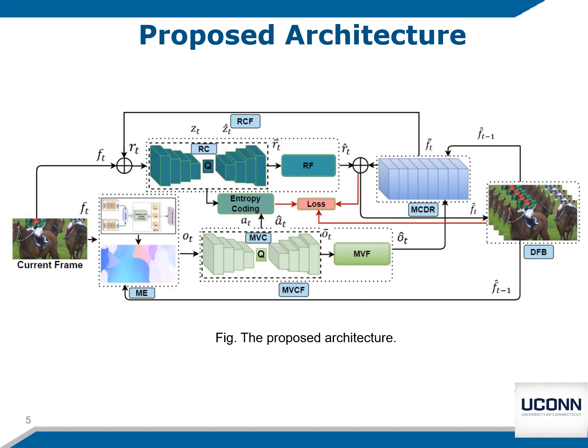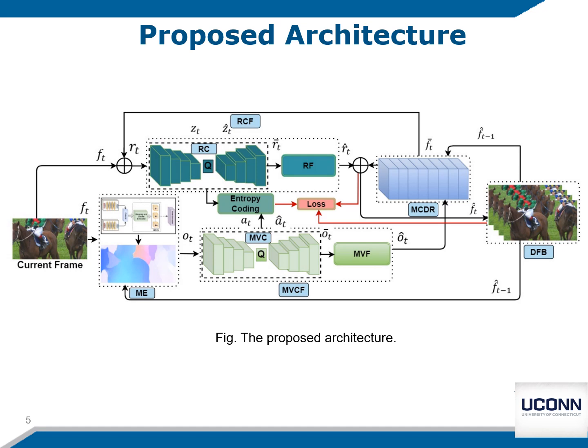First of all, we send the current frame FT and the previous reference frame FT-1 to the optical flow network to get OT, and then we send this OT to the MVC, motion vector compression network, to get the raw values. In this autoencoder architecture there are some quantization procedures, so after that we got quantization errors. To remove these artifacts, we proposed the MVF network, motion vector filtering network, to get the filtered OT, and this OT we send to the MCDR network to get the predicted frame.